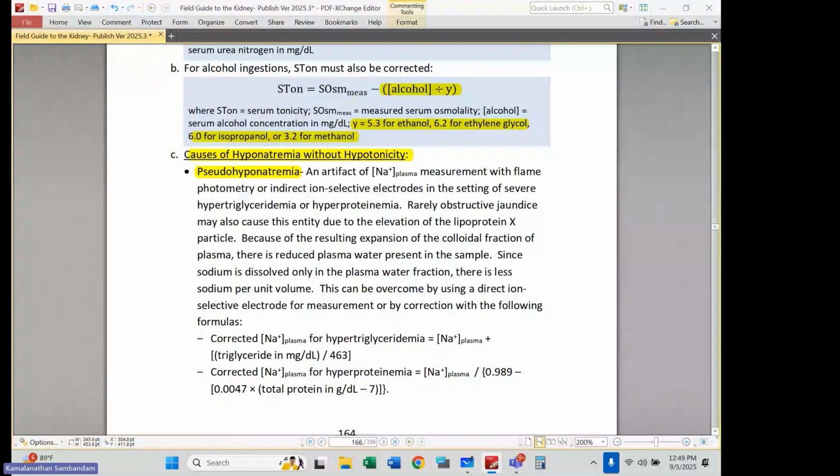So again, that's all what this text says that I've shown you in figure form. Okay.